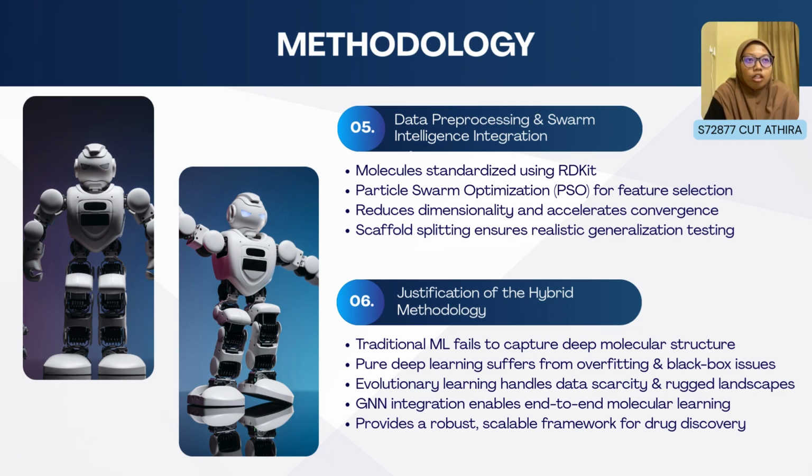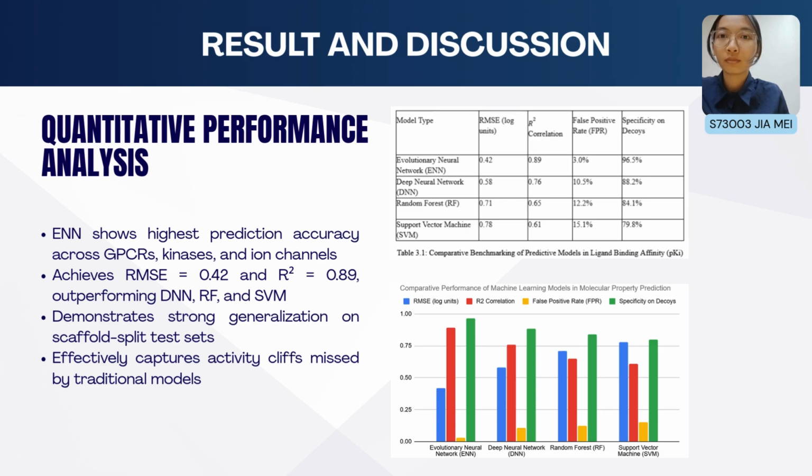And the last one, justification of the hybrid methodology. Overall, this hybrid methodology is well suited for drug discovery. Evolutionary learning addresses data scarcity and rugged optimization landscapes, while graph neural networks capture complex molecular structures. Together, they form a robust end-to-end framework that overcomes the limitations of traditional machine learning and standard deep learning approaches.